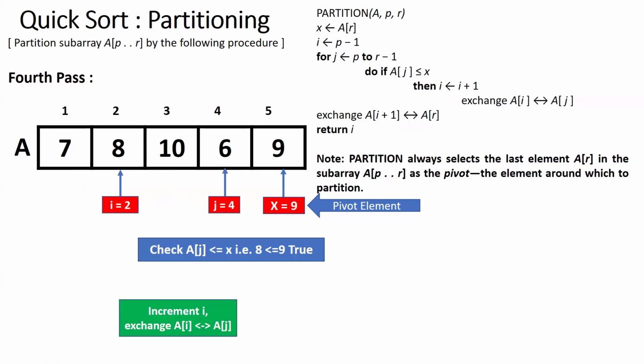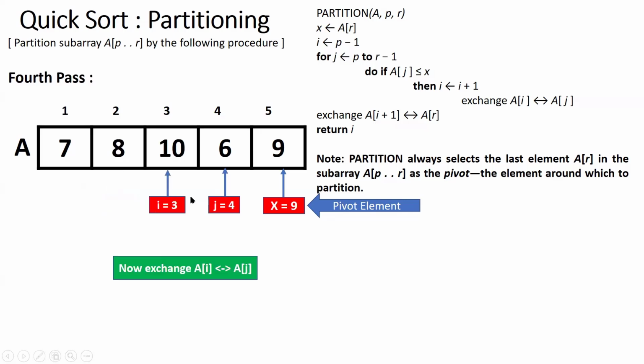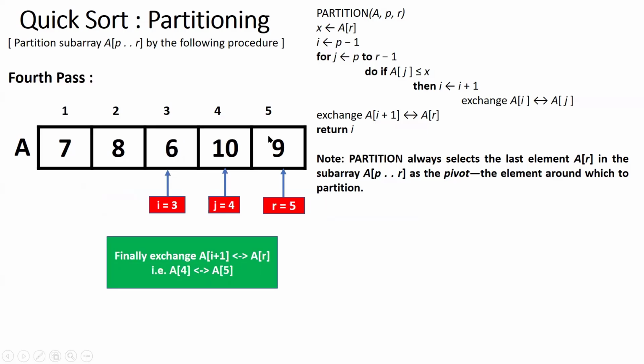Now again increment J by 1, so J is 4. Clear? Compare with 9. Less than 9. Then increment I by 1. Now exchange A[I] and A[J]. 10 and 6. Clear? 6 is here and 10 is here.